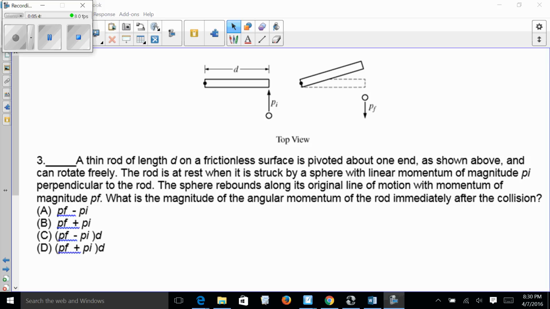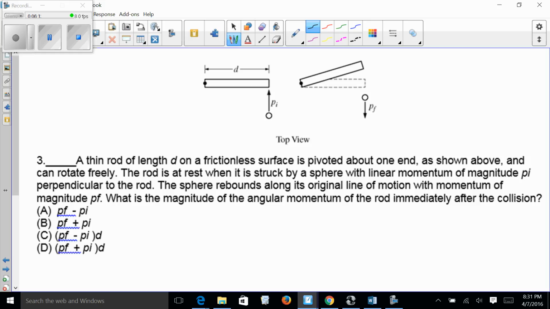We did this one in class, but we can recap it again. So once again, we're talking about conservation of angular momentum within a system here. This is very much like the last question that we just did. So if I define my system as the rod and the sphere.